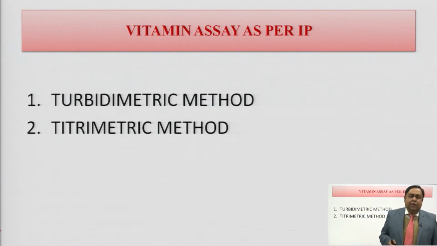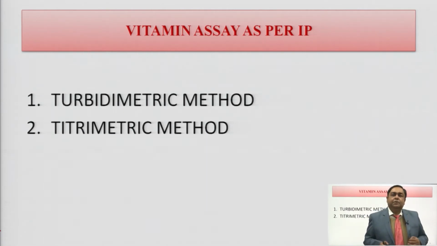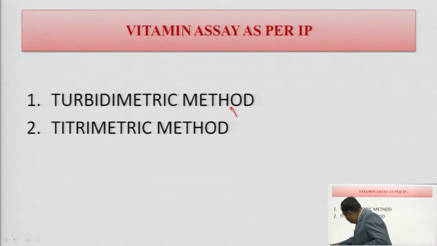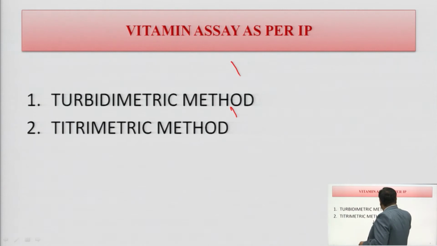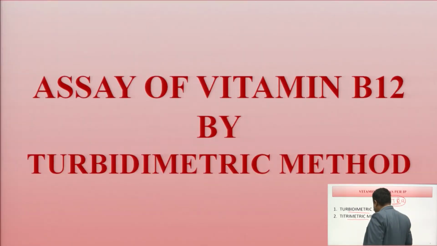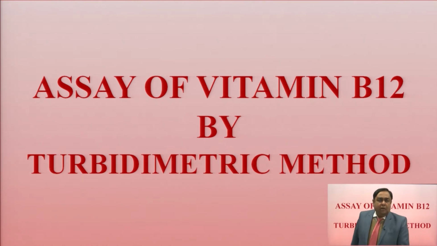Now, in our class today we will be taking one vitamin which we require in our daily life: vitamin B12. We will be starting with vitamin B12 and see how the microorganisms help in estimating the amount of vitamin B12 present in a particular pharmaceutical preparation. As I have told you, there are two methods, the turbidimetric method and the titrimetric method. First, we will be starting with the turbidimetric method.